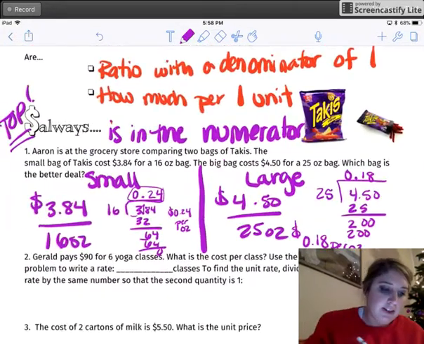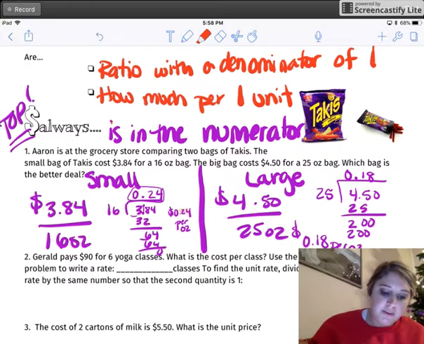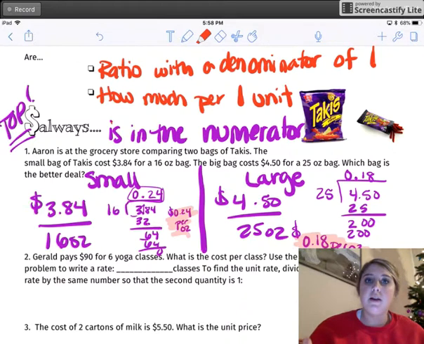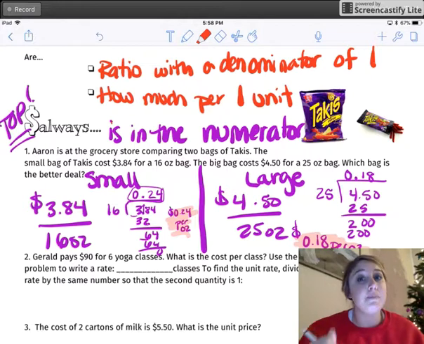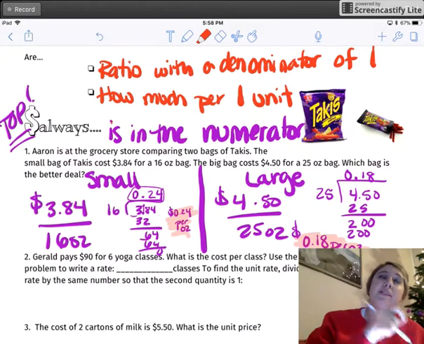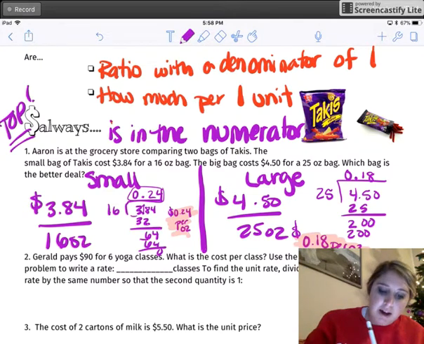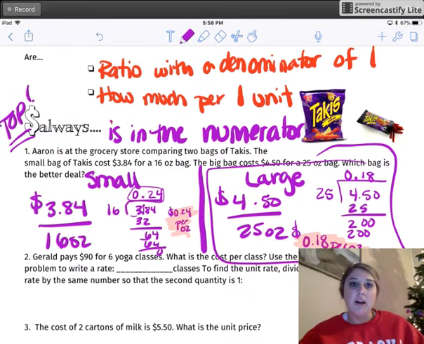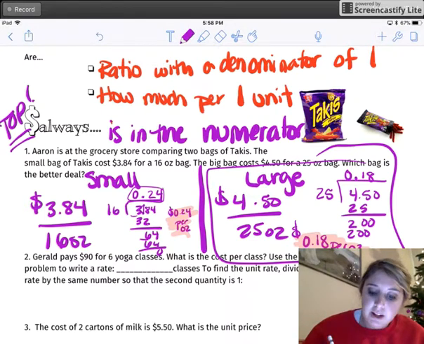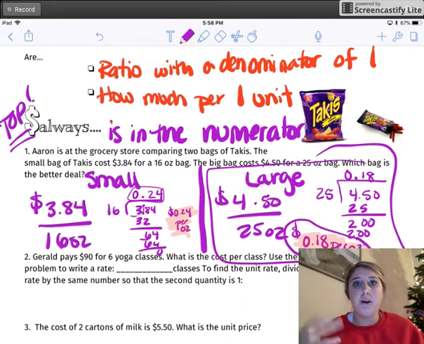So now we've got to look at these. I've got 24 cents per ounce or 18 cents per ounce. And we need to say, what's the better deal? So the better deal is when you're going to be spending the least amount of money. I'm going to be spending 18 cents for an ounce or 24 cents. I want to spend less money. I need to buy the large bag of Takis because I'm going to be saving roughly 6 cents per ounce, which, hey, I'll be saving some money. So I want to buy the one that has the least amount of money per ounce because that's the better deal.